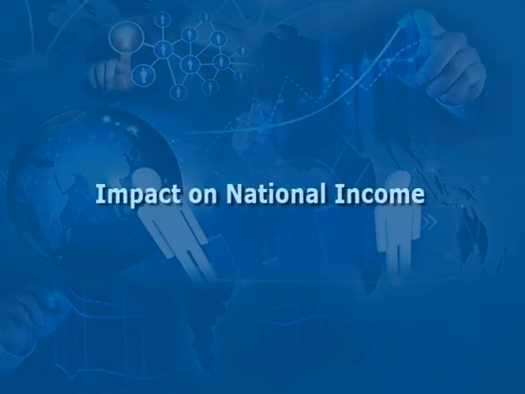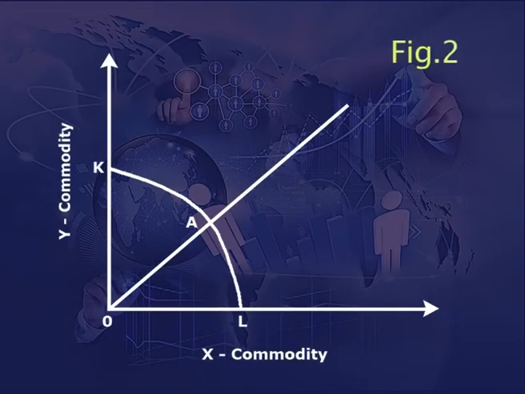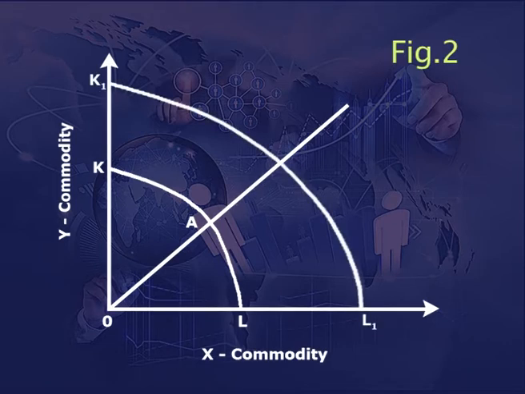Now friends, let us have a look at the impact on national income. An increase in the supply of labor and consequent outward shifting of the production possibility curve implies an increase in the national income of country A. This can be explained with the help of figure 2. The initial production possibility curve is KL with an equilibrium point A. When the supply of labor increases, the new production possibility curve is K1L1. The higher production possibility curve K1L1 implies an increase in national income.